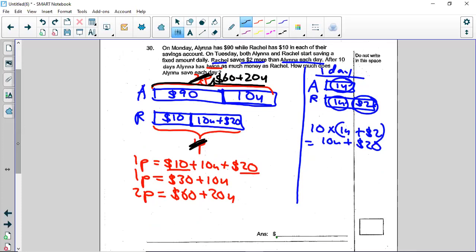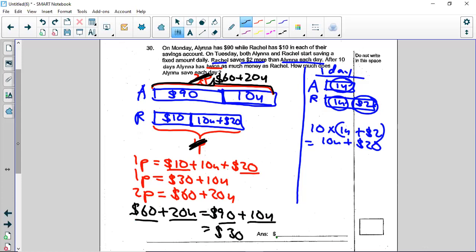Can you see the $60 and 20 units is the same as below? So let's write down 60 plus 20 units is also the same as Alicia's rectangle below, which is $90 and 10 units. So this part, do you understand? Okay, do you know how to continue from here already? You take 90 minus 60, then 20 minus 10, then 30, 10 units equals to 30.